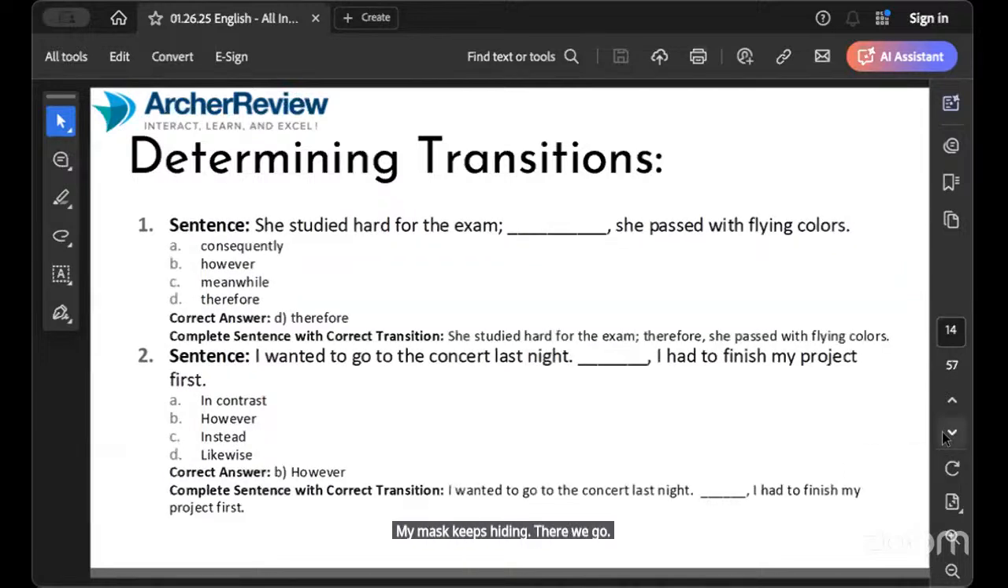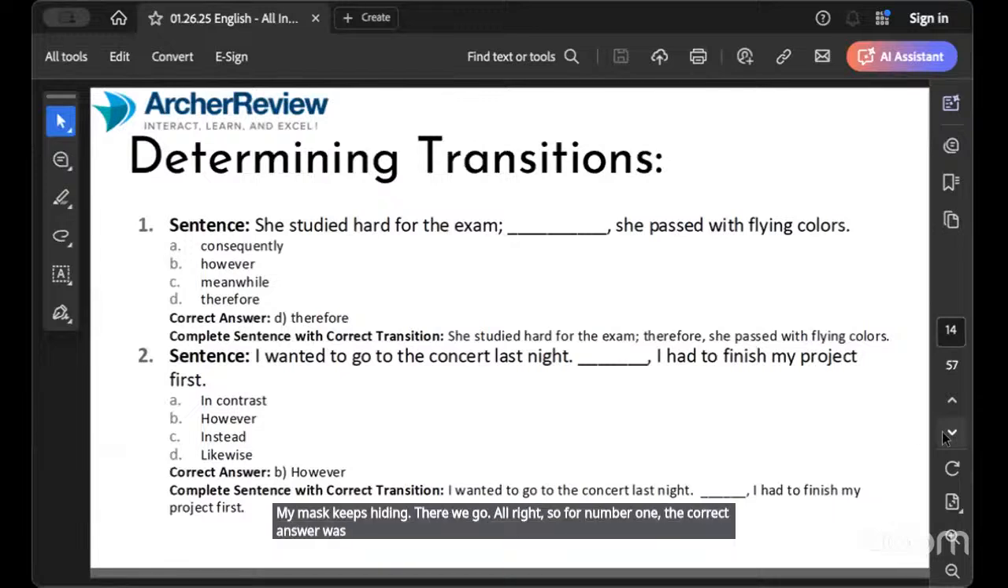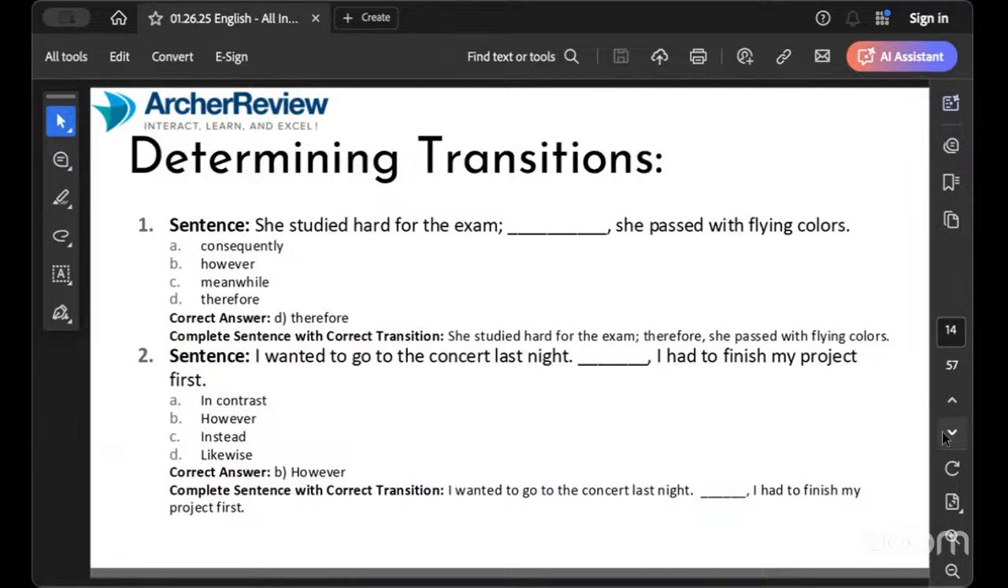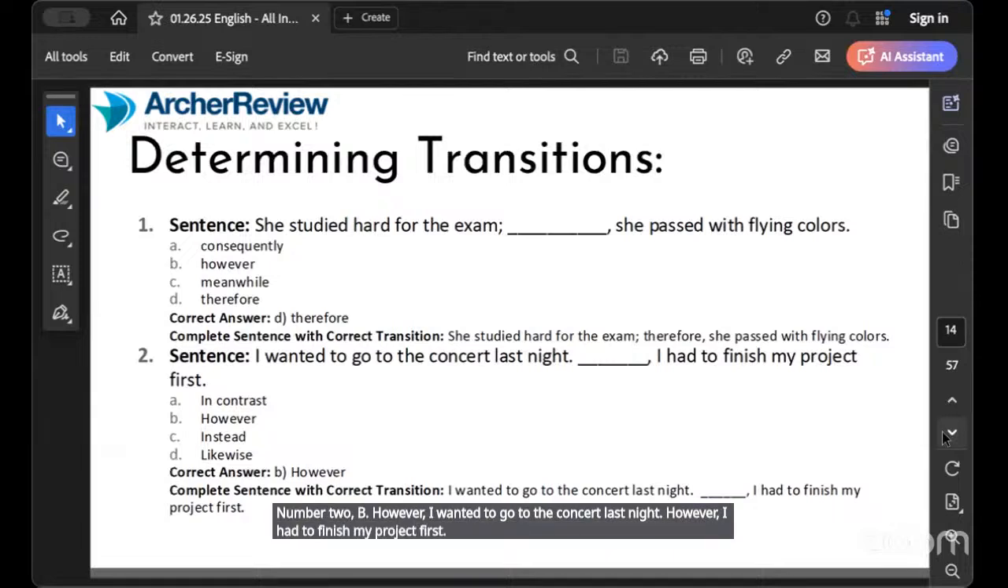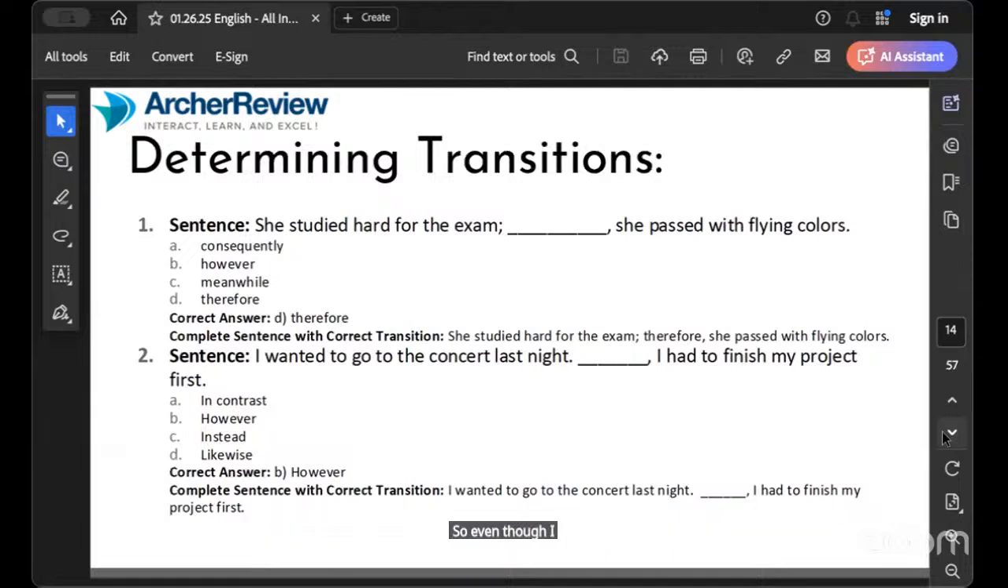All right, so for number 1, the correct answer was D, therefore. She studied hard for the exam, therefore she passed with flying colors. What was the result of her studying hard? She passed with flying colors. Number 2, B, however. I wanted to go to the concert last night. However, I had to finish my project first. So, even though I wanted to go, on the opposing side, I had to stay home.